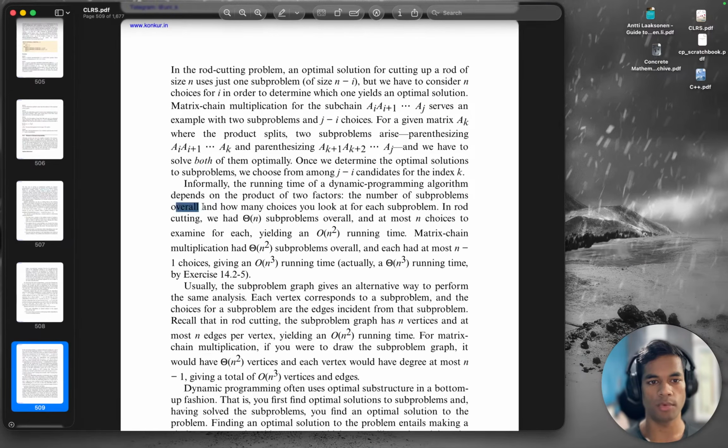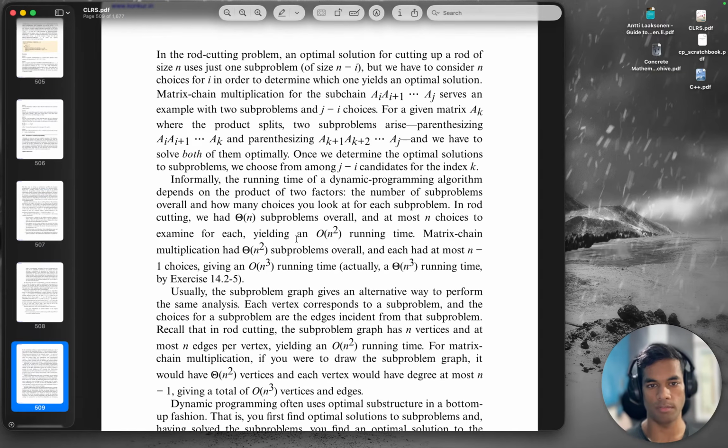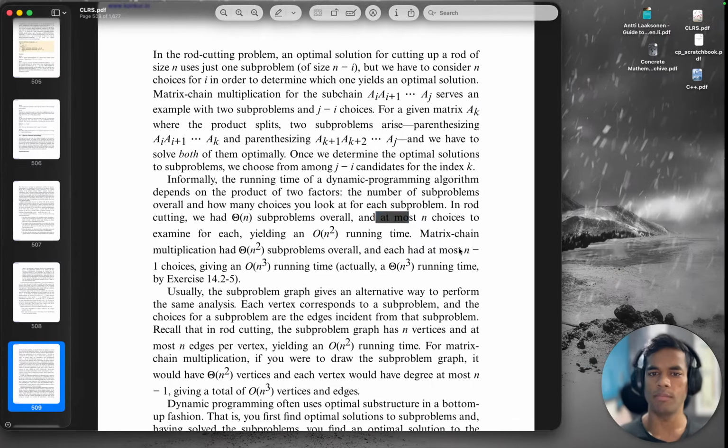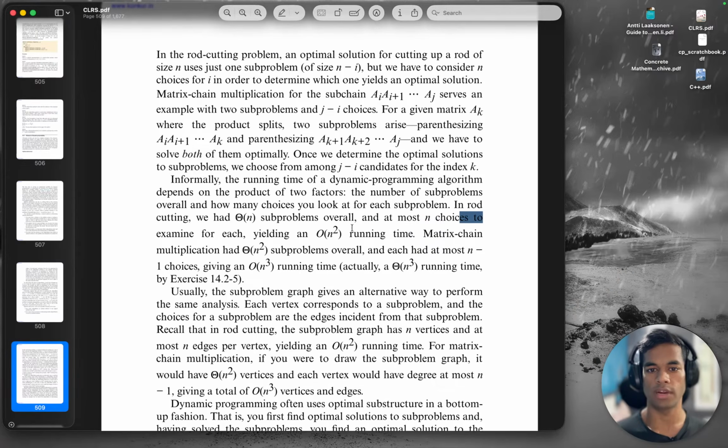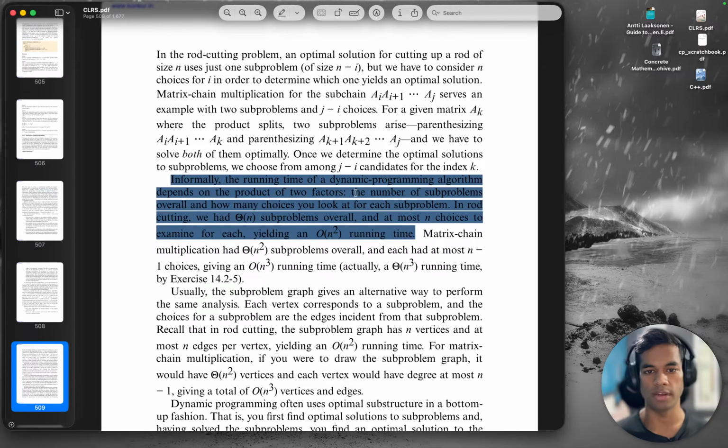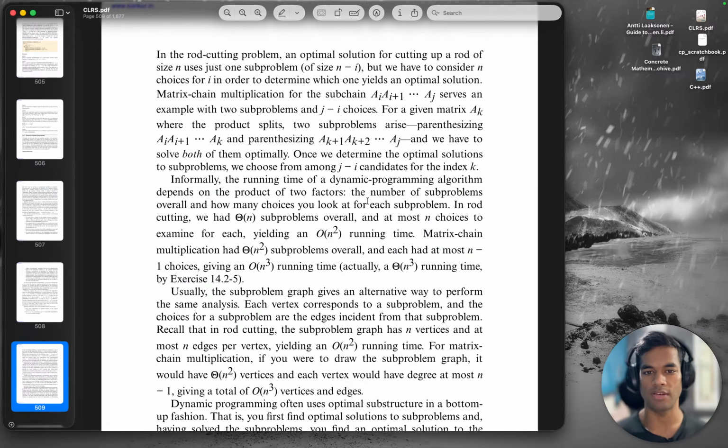Yep, the number of subproblems overall, and how many choices you look for at each subproblem. In rod cutting, we had n subproblems. Yes, n subproblems overall, and yes, at max n choices. So the time complexity would be n square. That is a very shorthand way of finding out the time complexity in dynamic programming, because it is not very straightforward.